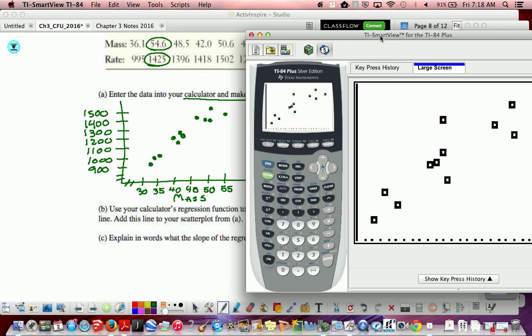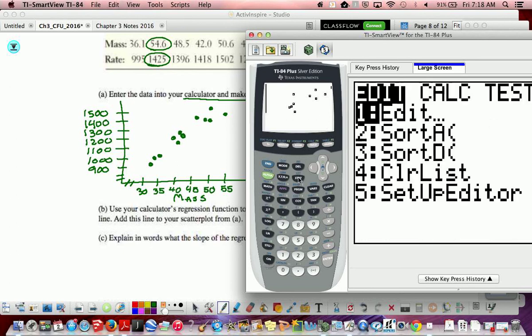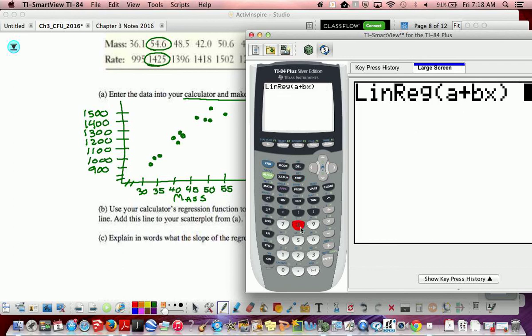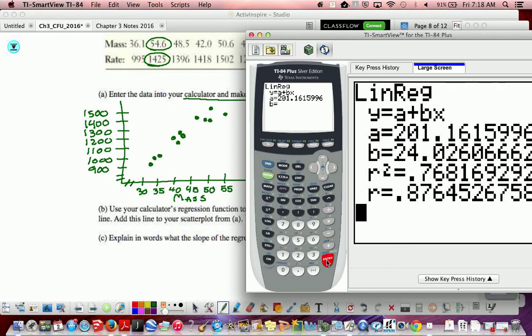So now what it's asking for you to do in part B is use your calculator and your regression function to add the line of best fit. So to do that, first of all, I have to go stat, calculate, number 8, that's the linear reg, a plus bx, and that's going to give me my slope and y-intercept.